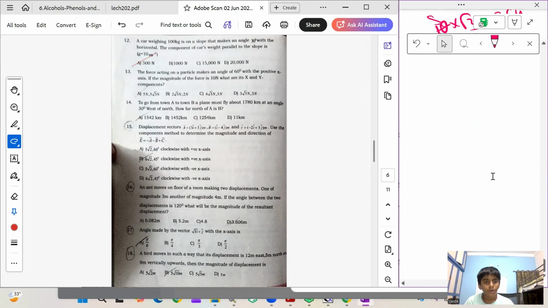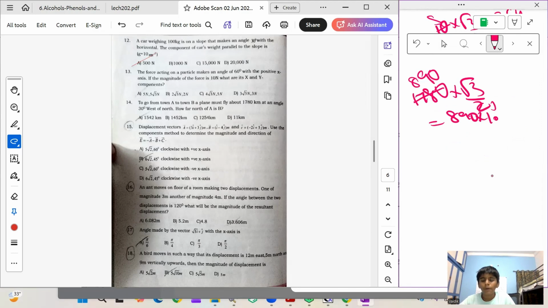14th question. To go from town A to town B, a train must fly about 1780 kilometers at an angle of 30 degrees west of north. How far north of A is B? It means we have to do 1780 into cos 30 because it is 30 degrees with that. Cos 30 is root 3 by 2. Here 890. 890 into approximately 1.72, we will get 1542 kilometers.